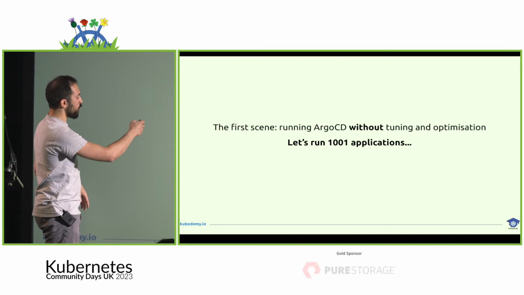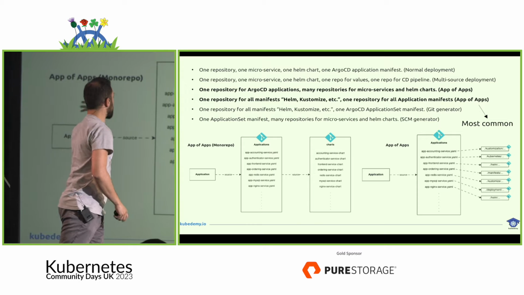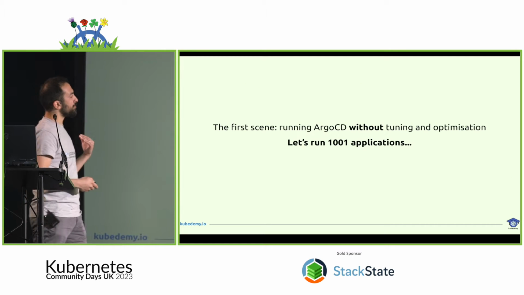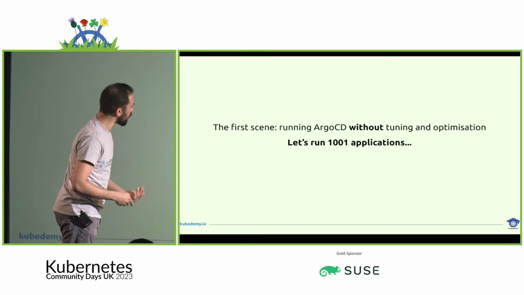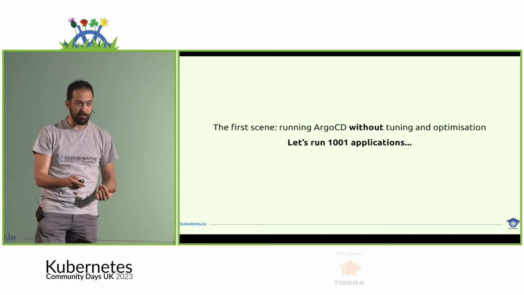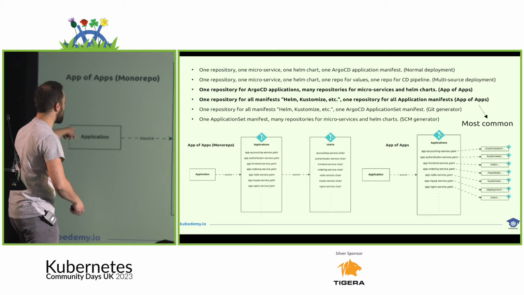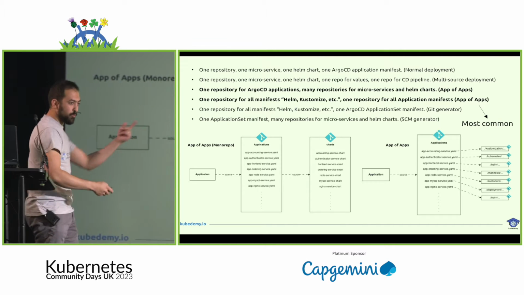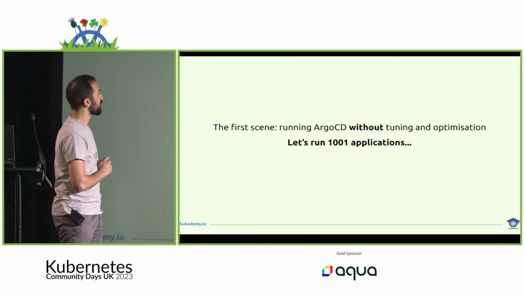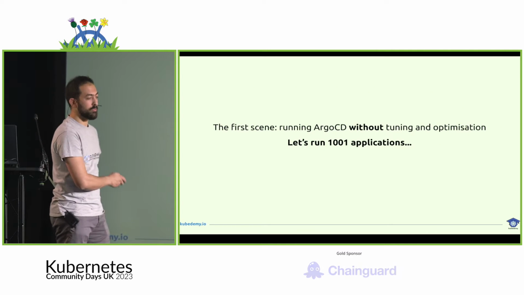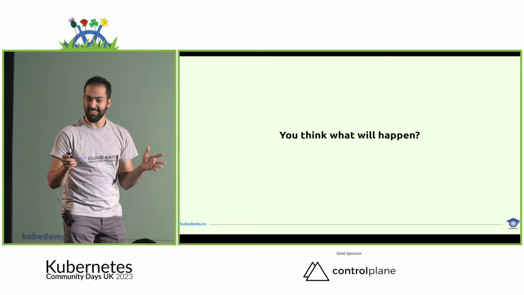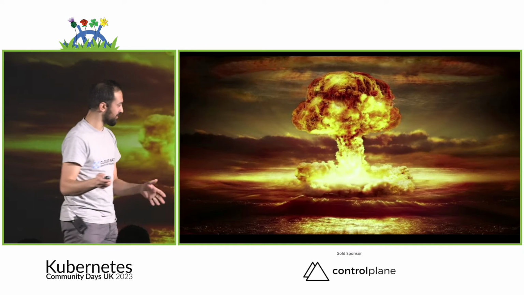OK, so when we talk about this pattern, we want to check what really happens if we try to deploy 1001 applications, because we have one application here, we have 1,000 applications here, and this is 1,001 applications. What really happens? What do you think? Without any optimization, without any tuning. This is what happened.